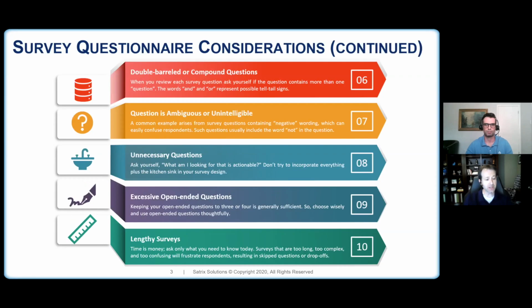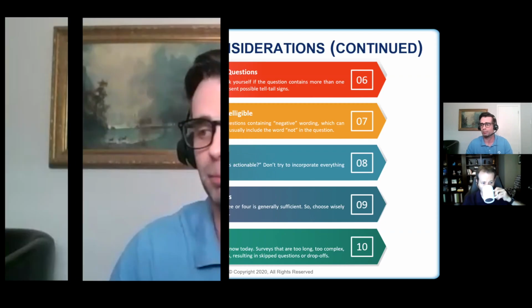So if we jump to the next page, that leads us into arguably just as important an element as leading questions. What are double-barreled or compound questions, Christian? Yeah, absolutely. I mean, this is probably one of the first lessons I learned in questionnaire design. And really, if you don't have any experience, this is probably one of the first mistakes you're going to make.